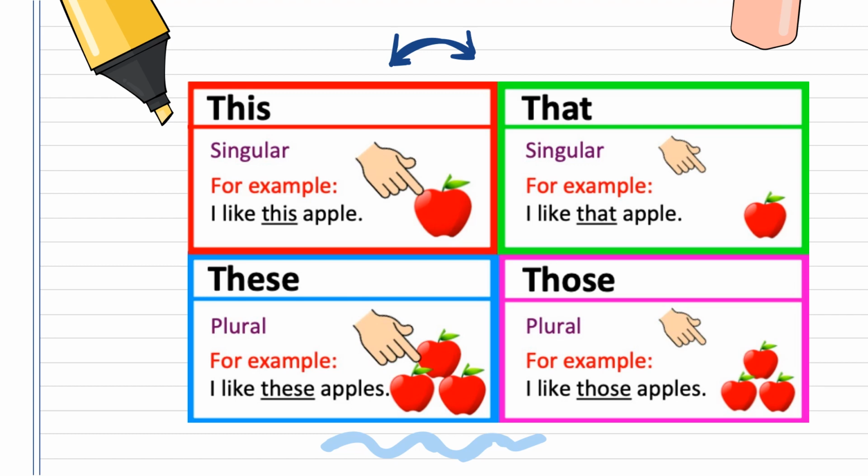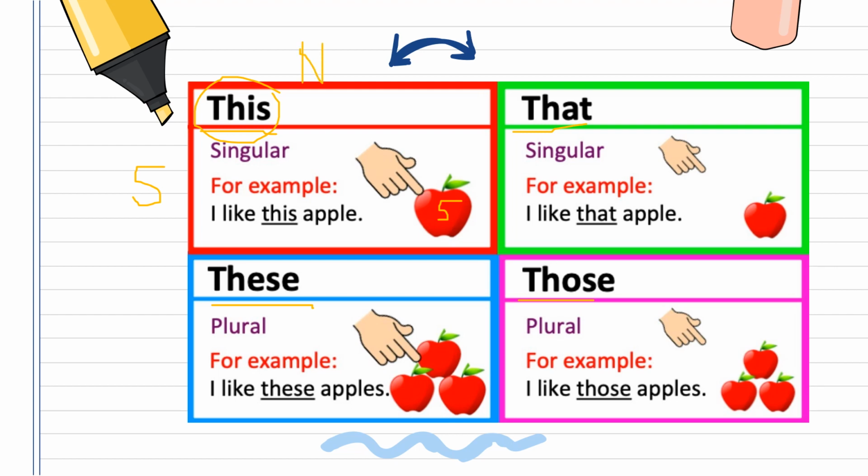Alright. Now let's look at these four pronouns. There are only four pronouns, which are this, that, these, and those. So what are the differences of these four pronouns? Let's look at the first one. This is used to point to a singular noun, and it is near from the speaker.